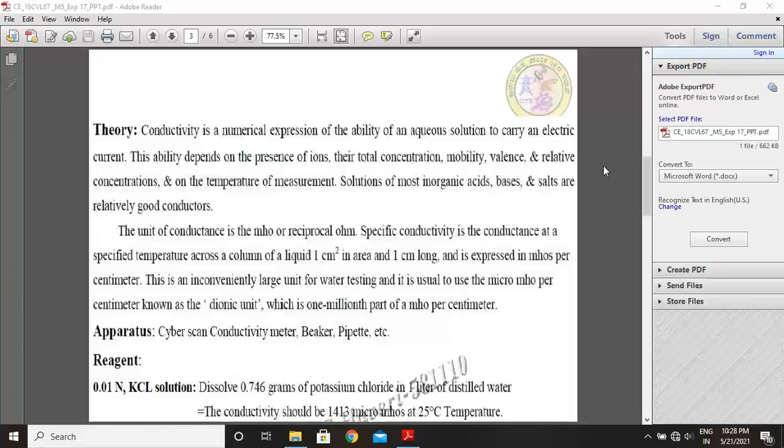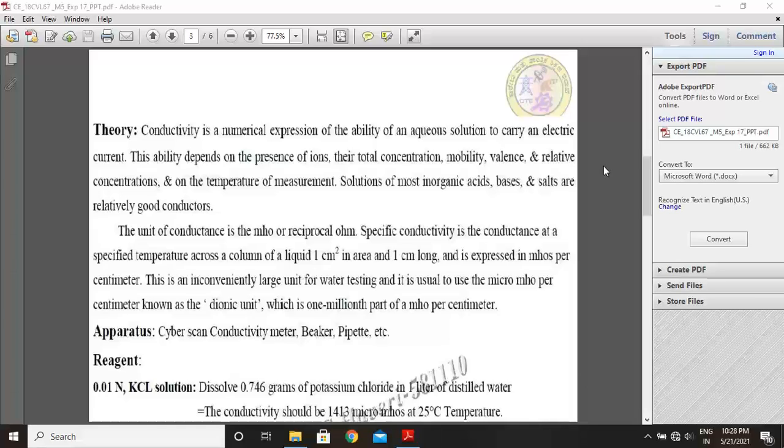This is an inconveniently large unit for water testing, and it is usual to use the micromho per centimeter, known as the Dynamic unit, which is 1/1,000,000th part of a mho per centimeter. This is the basic concept and unit about the conductivity.